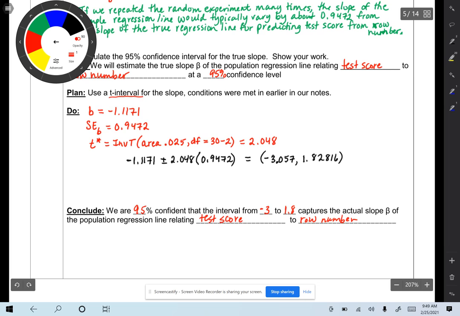And that's what we'll do for today. Next time we will pick up and do one where we actually have to use our calculator because we don't have a computer regression output. And then we will do a significance test for slope. And then we will be done for the rest of the year.